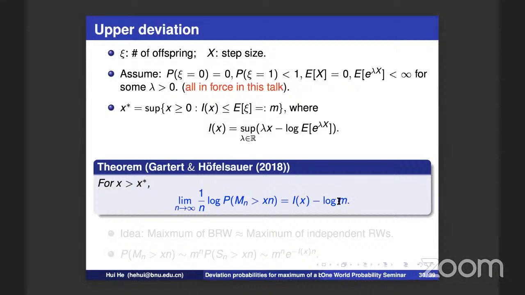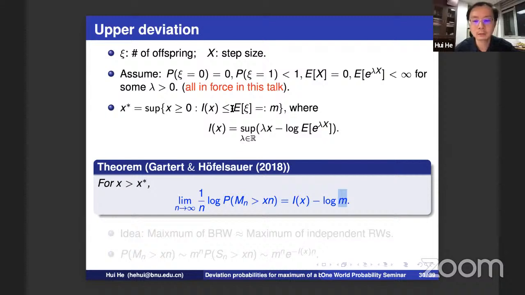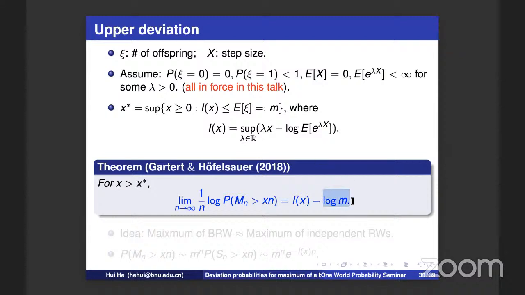Sorry? Log m has to be in the condition, no? Here. Which one? Log m. Huh? Yeah. Log m? Yeah. Ah, okay. It's the logarithm of the mean of the offsprings. Sorry.